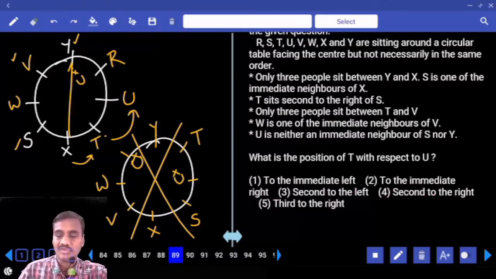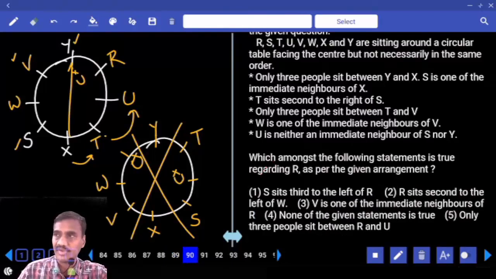Then 89. What is the position of t with respect to u? And t with respect to u, immediate left hand side. Immediate left, choice 1, question number 89. Then 90th. Which among the following statements is true?